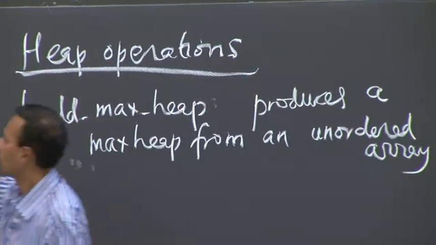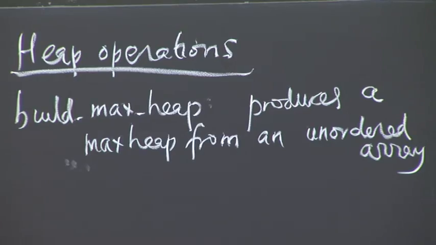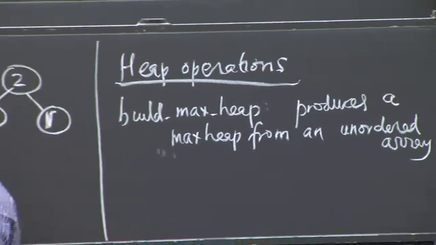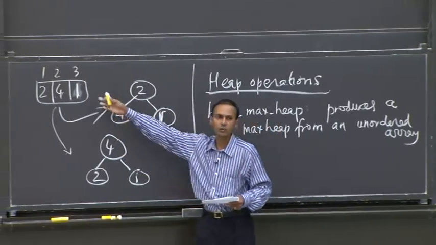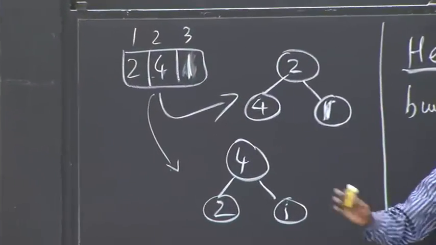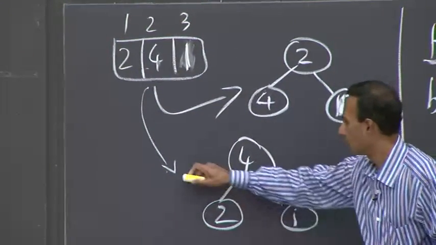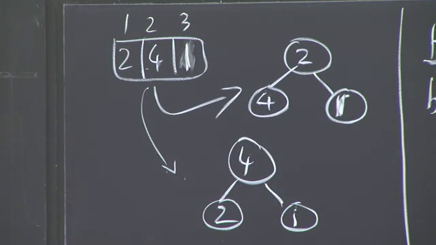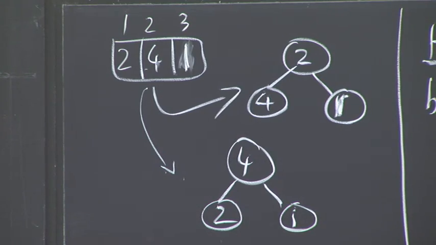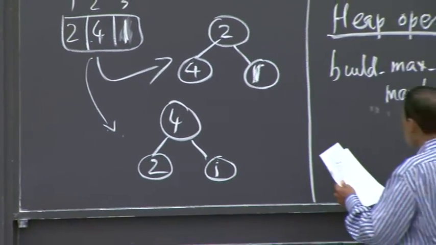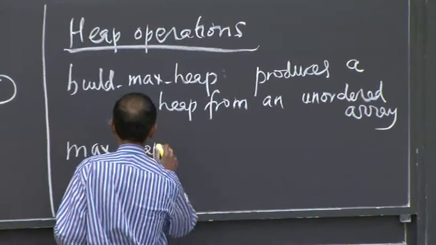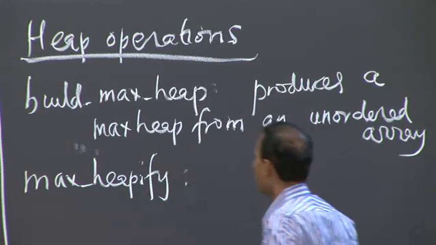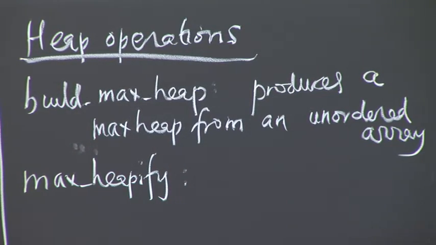So somehow I got to turn this into, for example, 4, 2, 1, which is in effect sorting this array, or changing the order, maybe not fully sorting it, but changing the order. So that's what build max heap is going to have to do. In order to do build max heap, the first procedure that I'm going to describe to you is called max heapify.